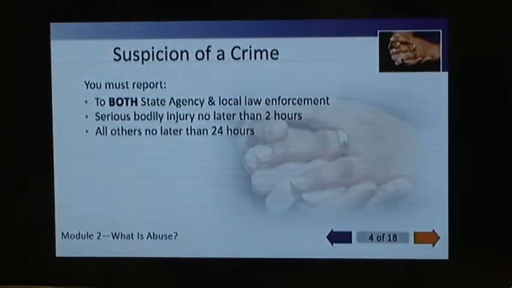So you must report to both the state agency, in this case the Department of Health, and local law enforcement, the police, and the Ombudsman. If there's serious injury, it should be reported no later than 2 hours. Here at the Jewish Home, we would report it immediately, and for all other cases, no later than 24 hours. That's according to the law.